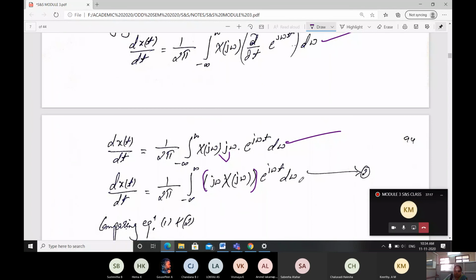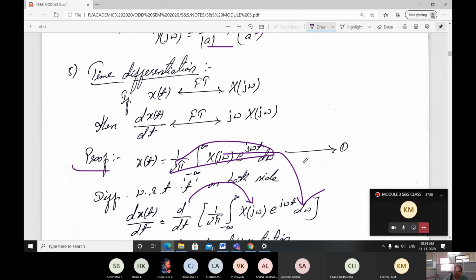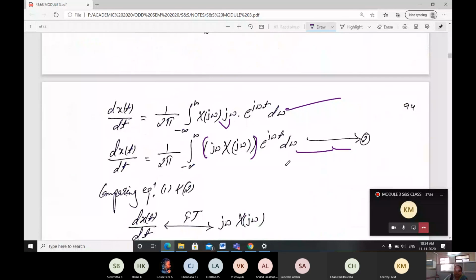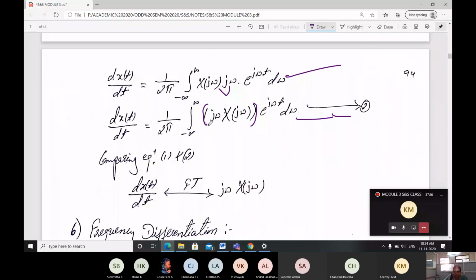Comparing, this is equation 1 and this is equation 2. If I compare them, what is the extra thing? j omega is the extra one. So the Fourier transform of dx of t divided by dt is going to be j omega X of j omega. This is the differentiation. Differentiation means in your mind you should think of j omega X of j omega only.